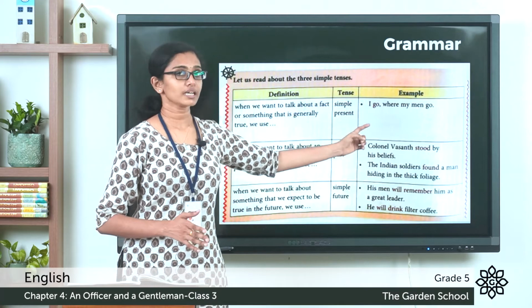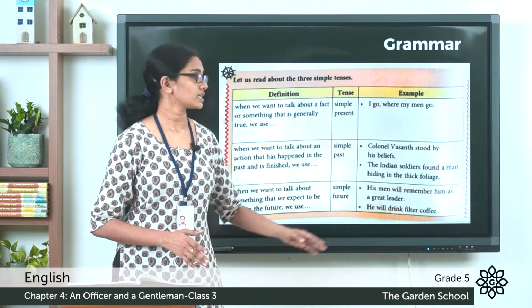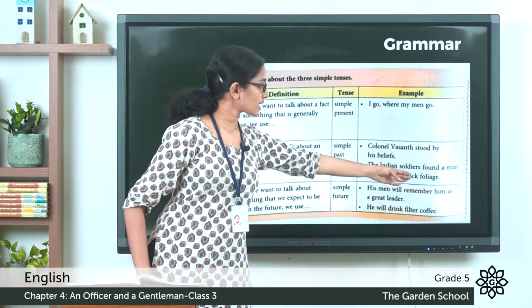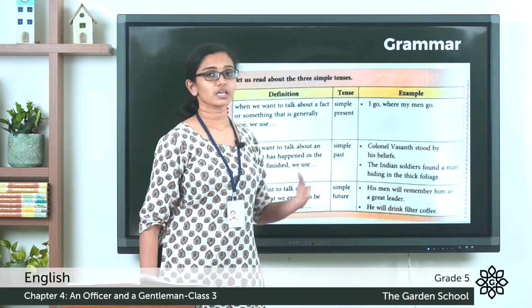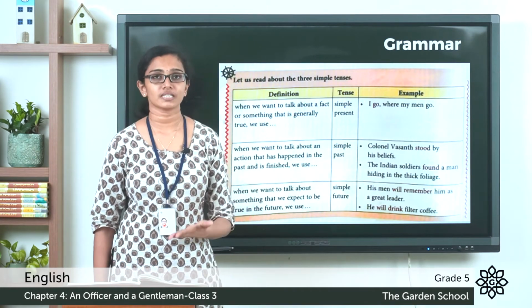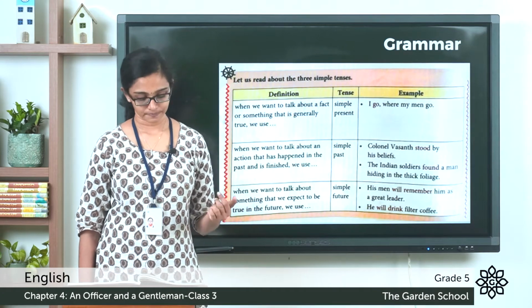See, in the first sentence, the verb go is in present tense. And in the second set of sentences, see the verbs stood and found. These verbs are in their past tense form. Stood is the past tense of stand and found is the past tense of find.